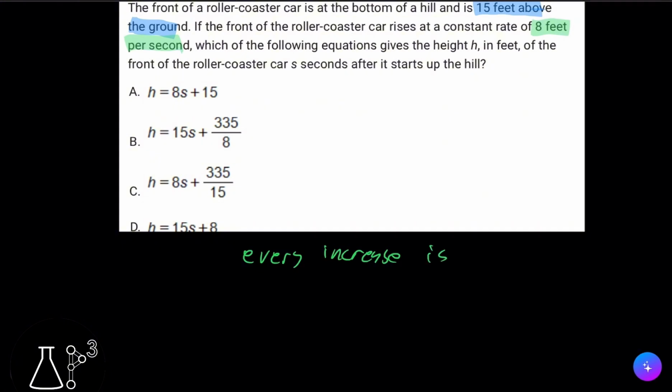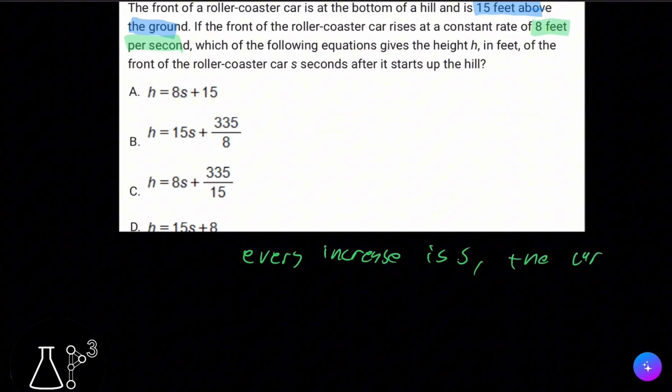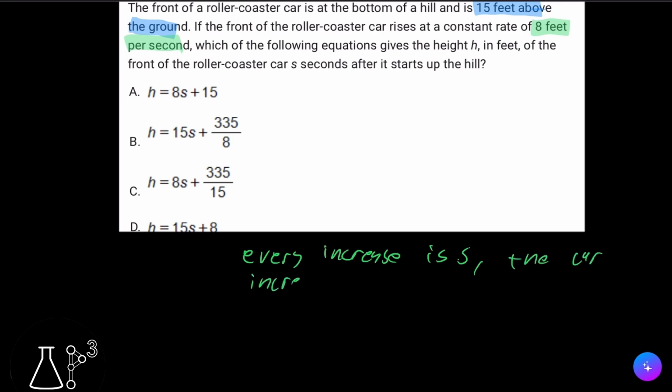So for every increase in x, we're going to say per second, the roller coaster car increases by a rate of 8 feet. So every time x increases by 1, the height increases by 8 feet.